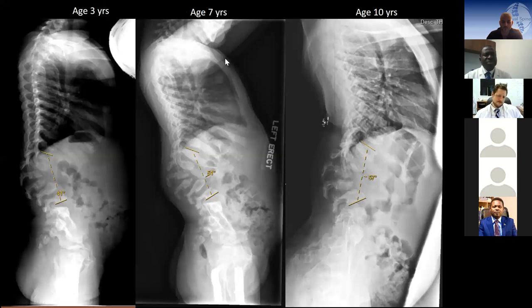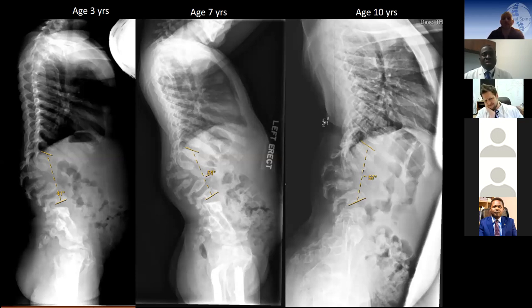Her first image to the left is when she was at 3 years old. And as she continued to grow, you can see that over the years, her thoracolumbar deformity continued to progress, which is very classic in patients with MPS syndromes.